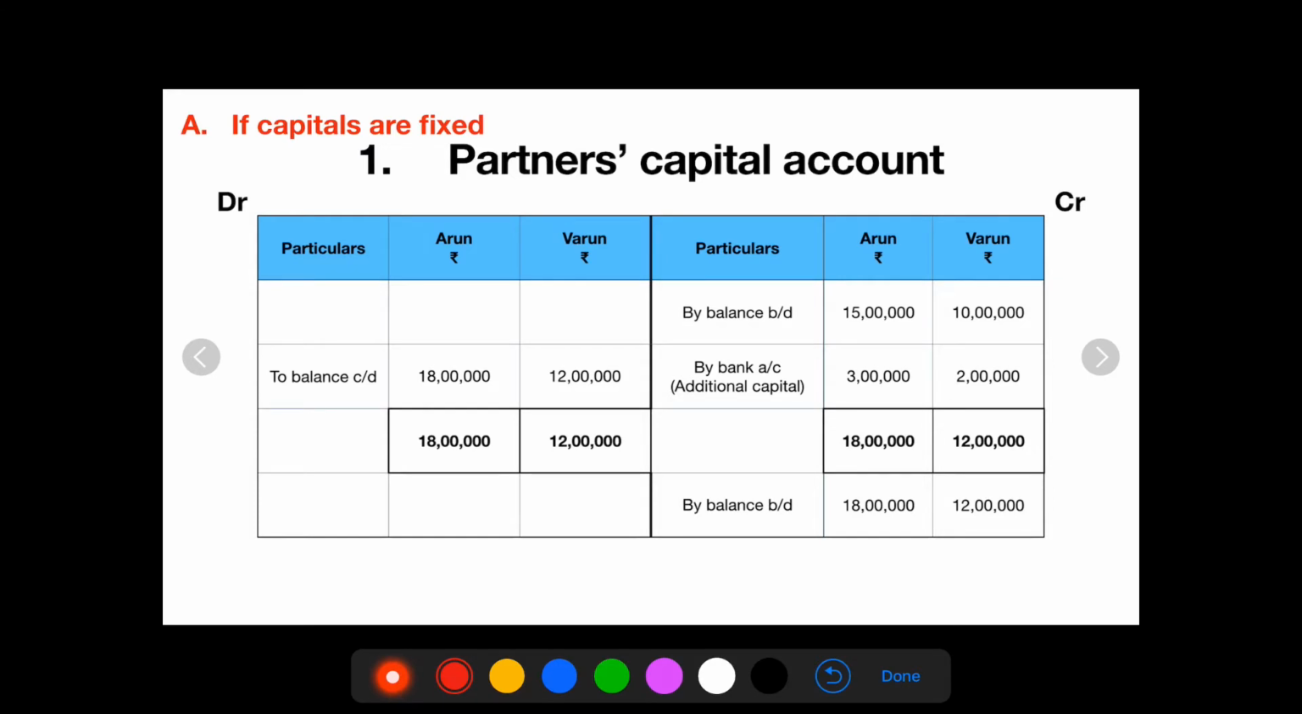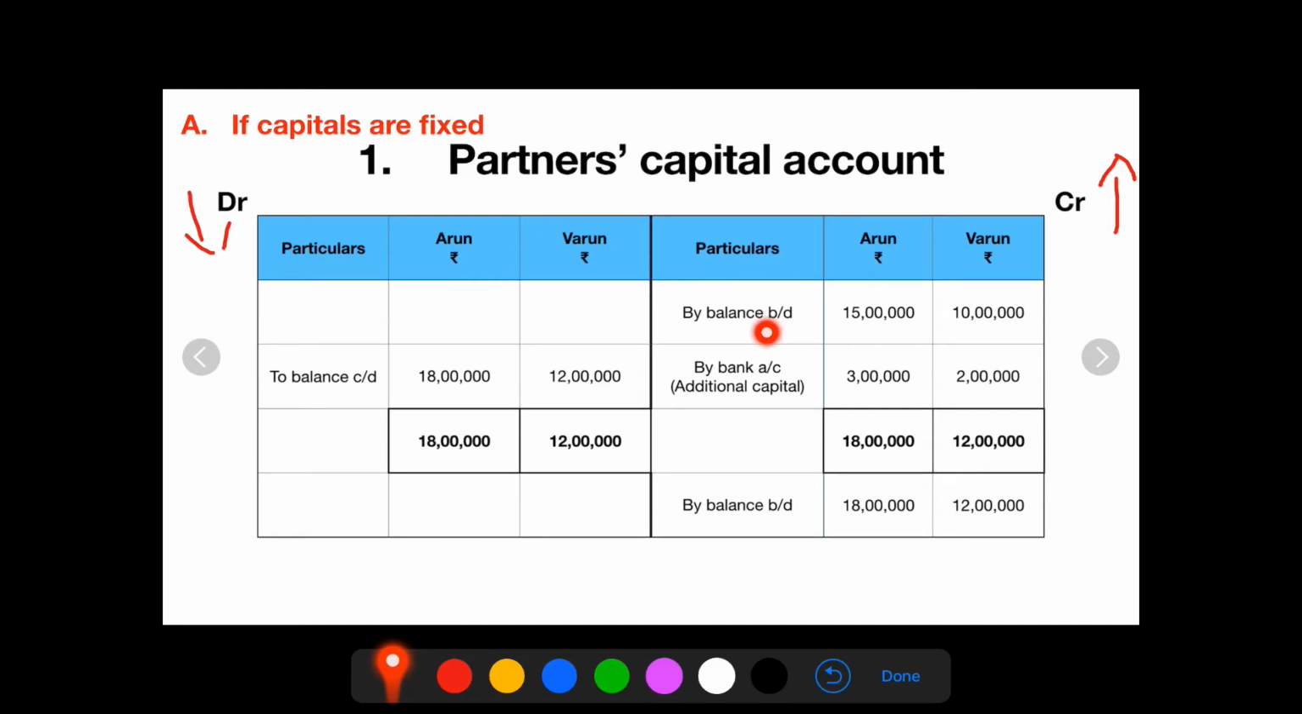On the debit side, you will record the amount that decreases the partner's fund. On the credit side, you will record the amount that increases the partner's fund. The rule that you have to remember here is partner's capital account is classified under personal account. So, debit the receiver, credit the giver. Let's begin with the solution.